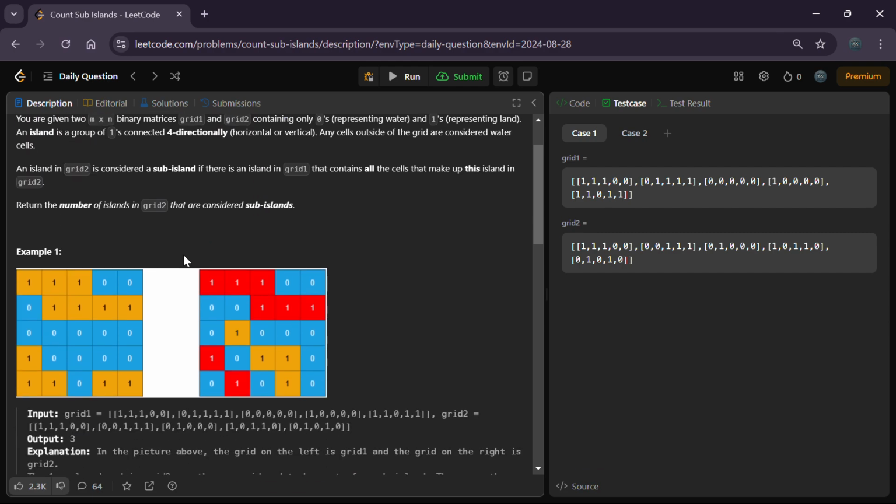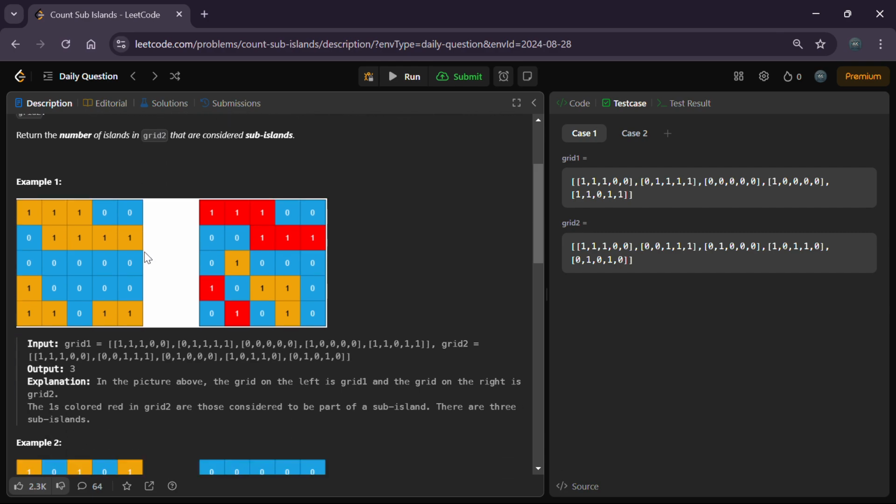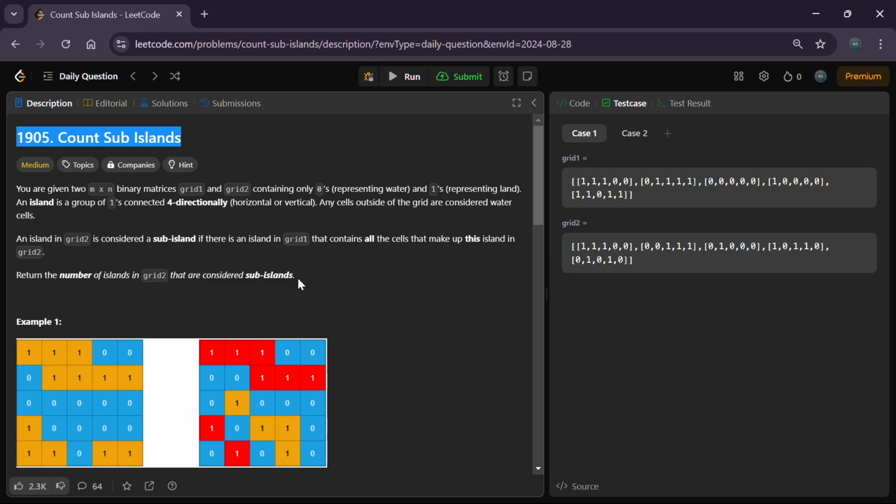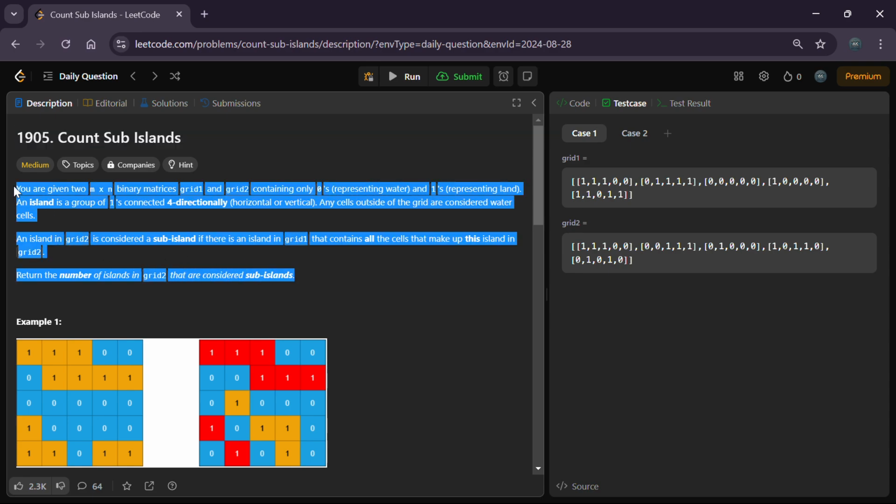We are given two grids as input, grid 1 and grid 2, and we have to find the number of islands, or the number of sub-islands, of grid 2 corresponding to grid 1, right? So let's understand the problem statement with an example.